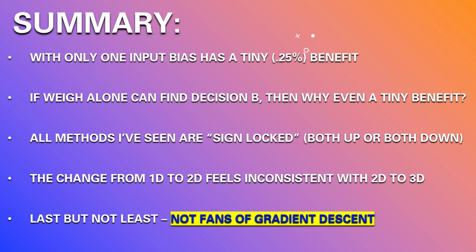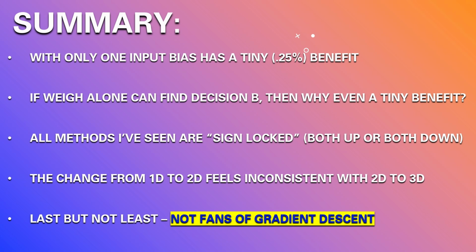Now, next, of all the methods I've seen, they're all quote unquote sign locked. In other words, both the bias and the weight move positive or they both move negative, but one never goes one way and the other the other. I haven't found a situation where that's a problem, but I do think it's worth at least keeping our eye on because maybe at some point we do come across a situation where that might be useful.